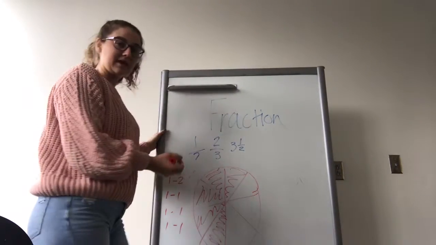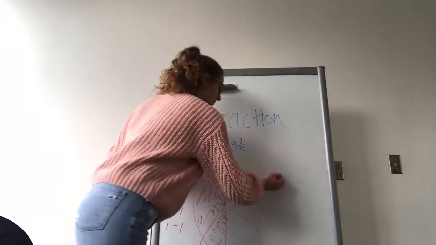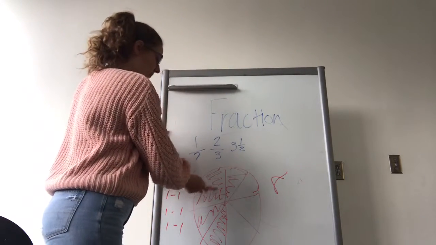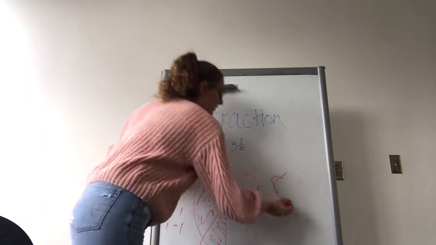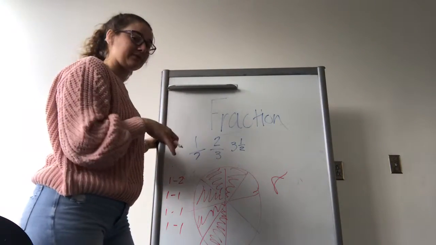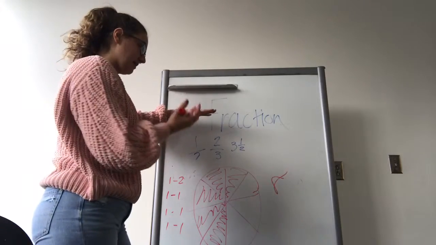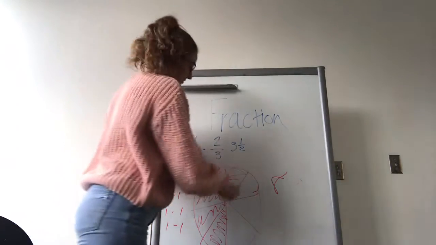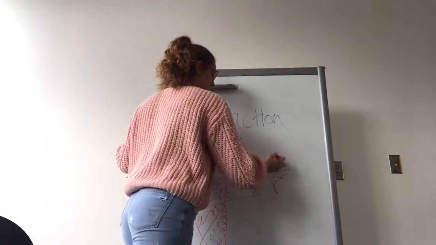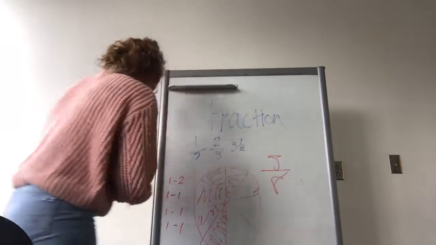Alright, so there were 8 pieces of pizza in a whole, but your friends only had 1, 2, 3, 4, 5 of them. So, when you're writing your fraction, you're going to have the number which is gone on top and the number which you started with on the bottom. So this pizza would be 5/8. Alright.